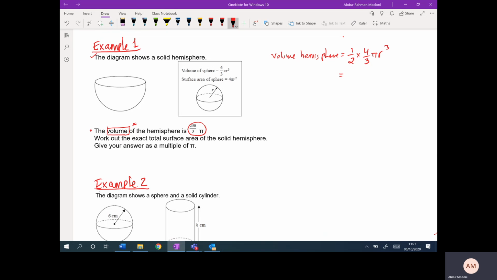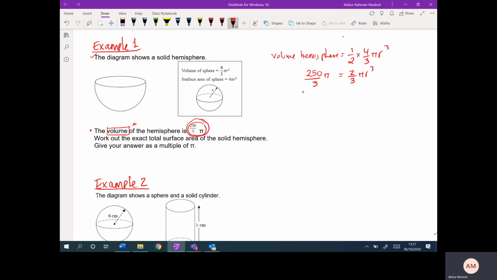So this then gives us 2 over 3 pi r cubed. It's the volume of the hemisphere. We know what this is equal to. The value of this volume of the hemisphere they've given us is 250 over 3 pi. So we will then write that down, 250 over 3 pi.